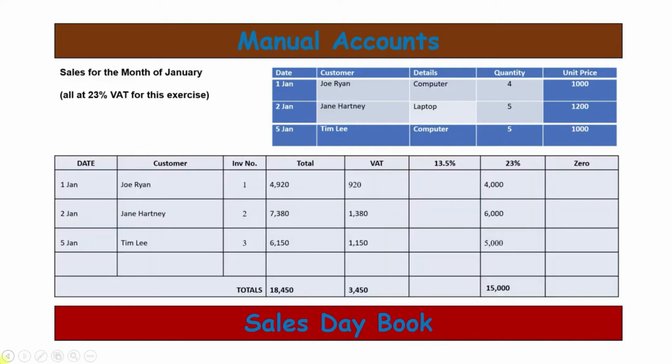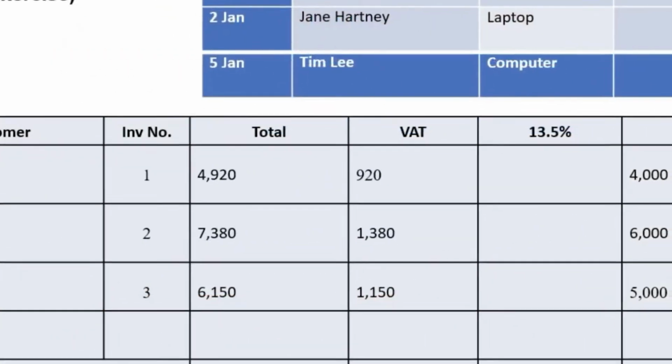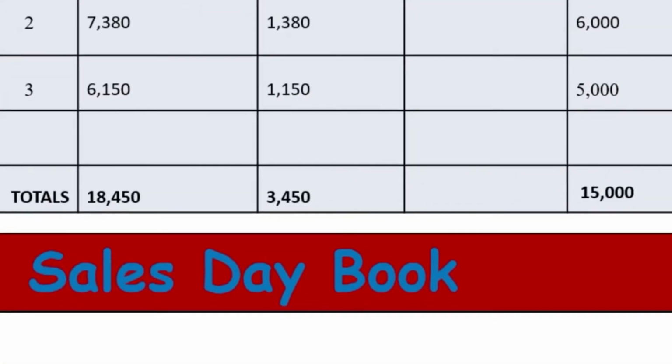We calculate the net figure by multiplying the unit price by the quantity. For the first transaction it is 1,000 by 4, which gives us 4,000. This net figure is entered in the 23% VAT analysis column as shown. We multiply the net figure of 4,000 by 23% to give us a VAT figure of 920. We then add the VAT to the net figure to give a total of 4,920 in this case. When we enter the remaining transactions, we can then add the 3 columns.